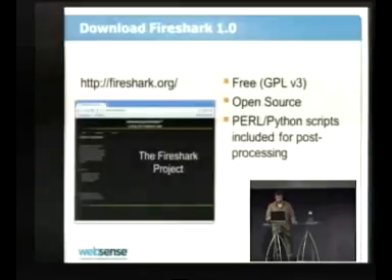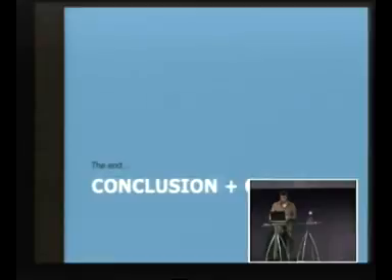So, where to download it? Fireshark.org. It's up and running. You can go there. It's all in Google Code, but it's also linked from this particular website. It's free. It's GPL'd, open source. Right now it's just the Perl scripts. There are no Python scripts up there included for the post-processing once it's run. So please use it.